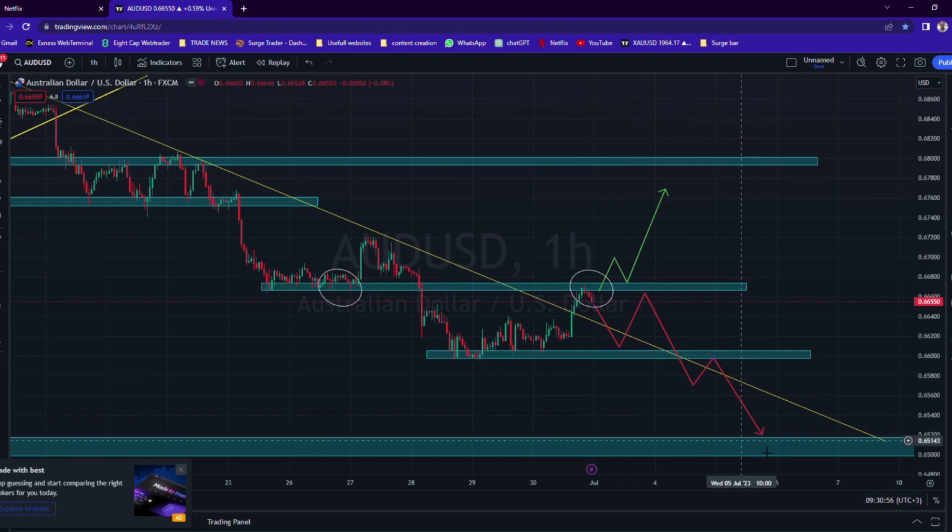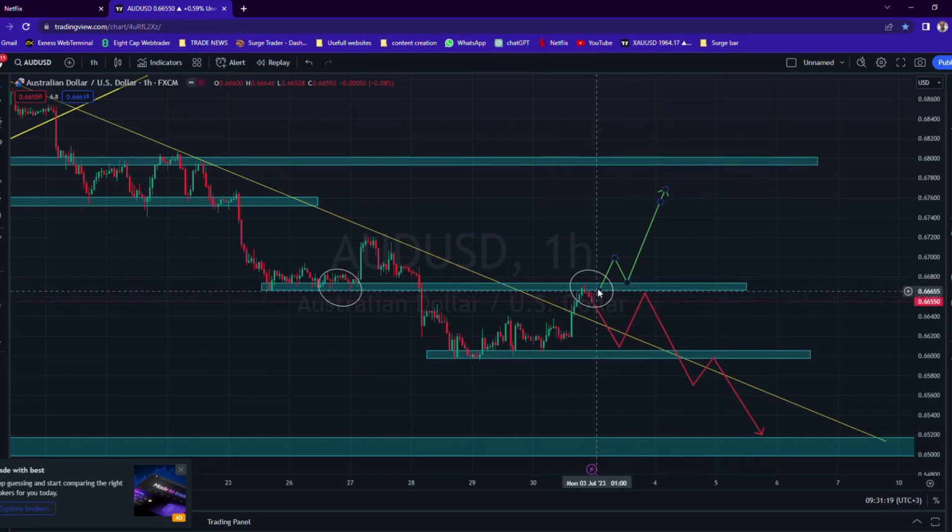Let me see how many pips there are from here up to here. 200, 400, 600, 800, 1, 2, 3, 4, 5, 6. So we have a good 120 pips from here down to the zone at 0.652. So we are expecting a move to the downside.